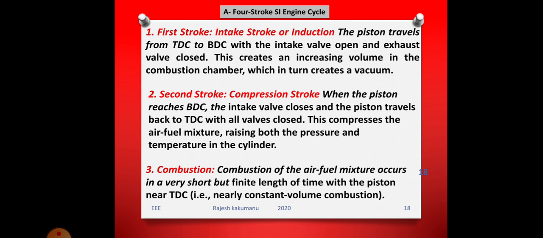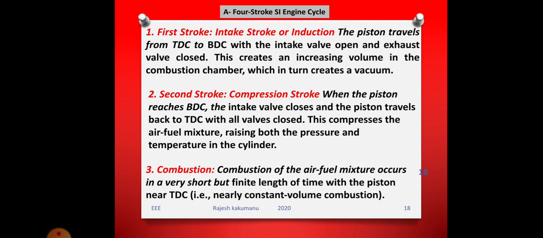Now the second stroke, the compression stroke. When the piston reaches the bottom dead center, the inlet valve closes slowly and the piston travels back to the TDC with the valves closed. సెకండ్ పార్ట్లో ఏం జరిగింది? Two valves are closed అని చెప్తున్నాం. Whenever it is closed, what happens? The piston reaches the BDC. When the piston reaches the BDC, the inlet valve, ఏదైతే first place లో open ఉన్నదో, ఇక్కడ close అవుతుంది. Then the piston travels back to TDC with all valves closed. This compresses the air fuel mixture.